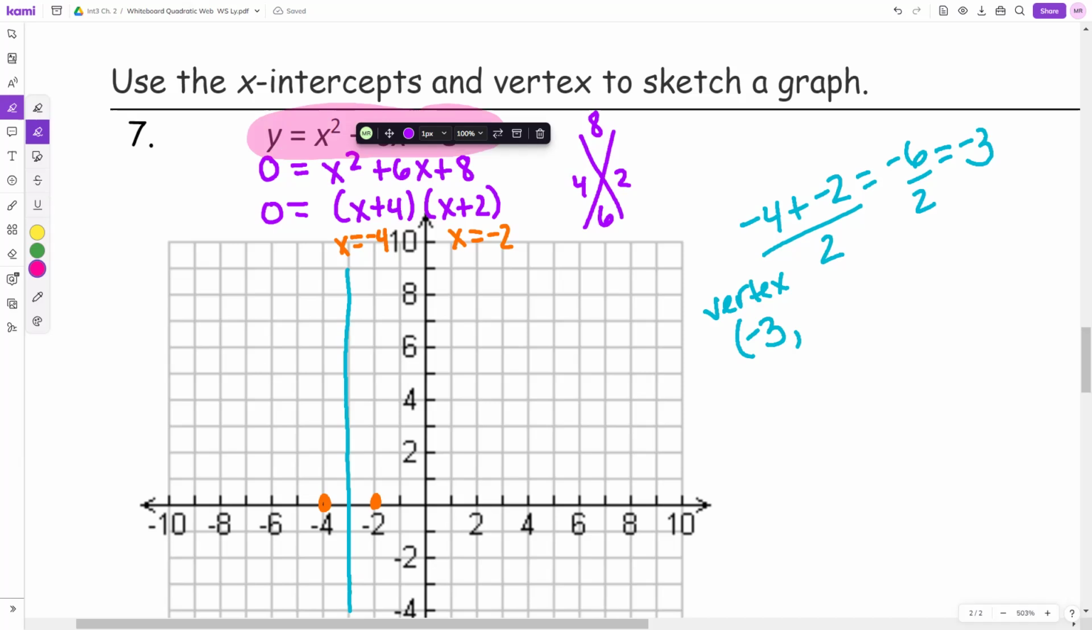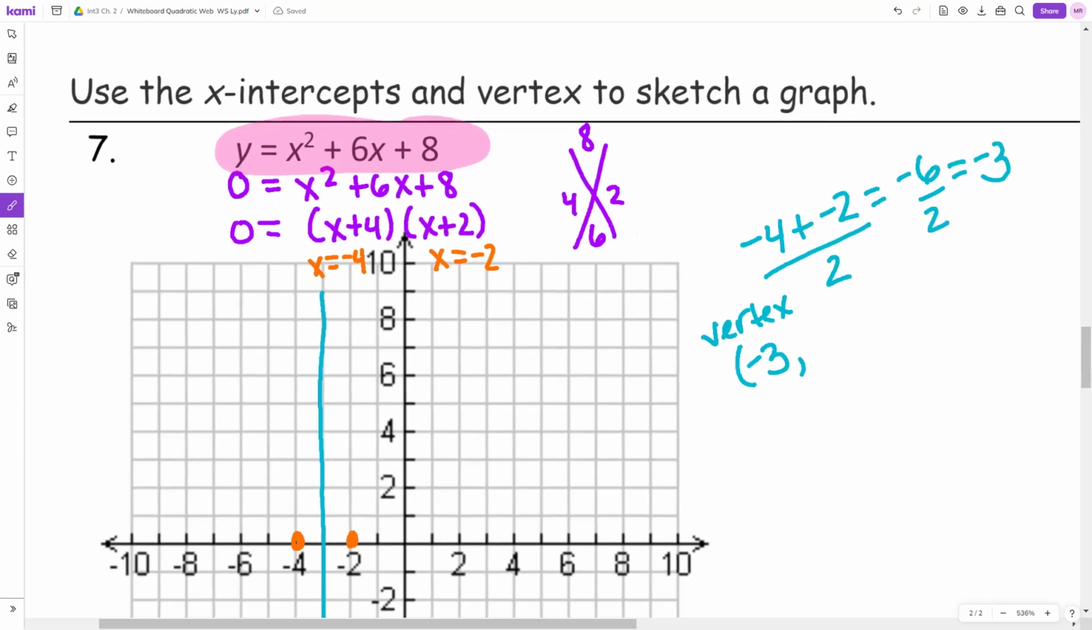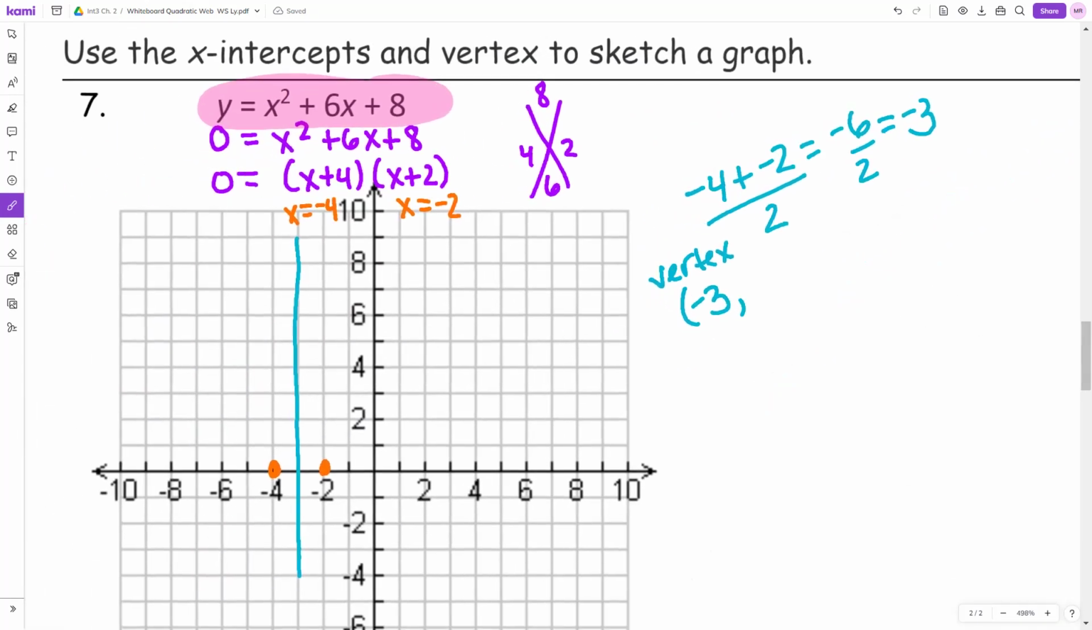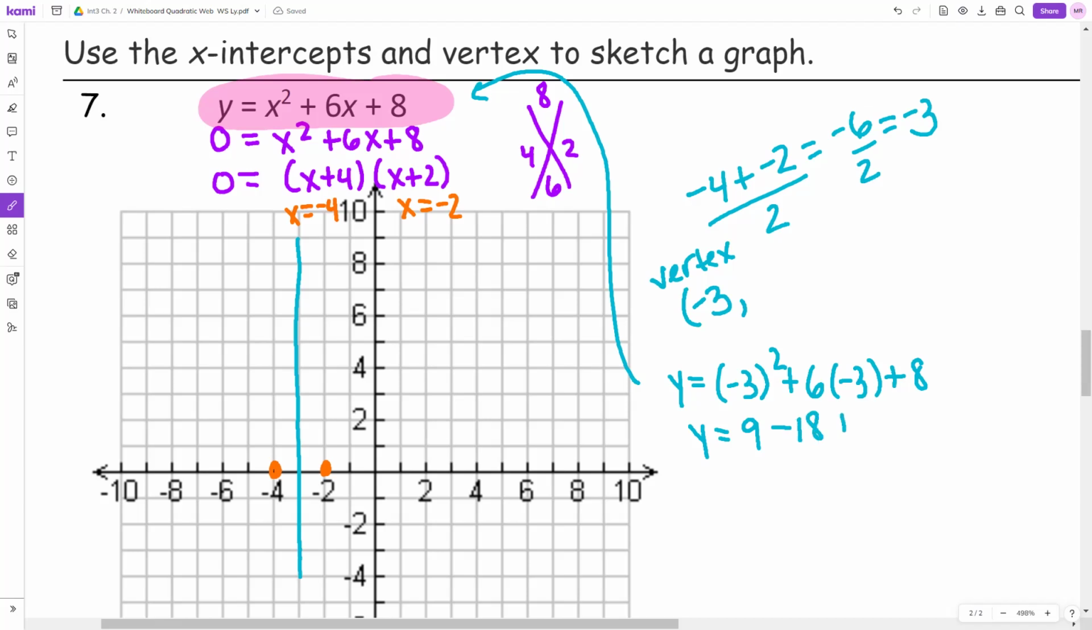I'm going to use that equation, and I am going to substitute in my x, -3, just like I did for the table on the page before. So I am going to go y equals -3 squared plus 6 times -3 plus 8. Again, I'm looking at this equation here. So that's going to give me that my y is going to be 9 minus 18 plus 8.